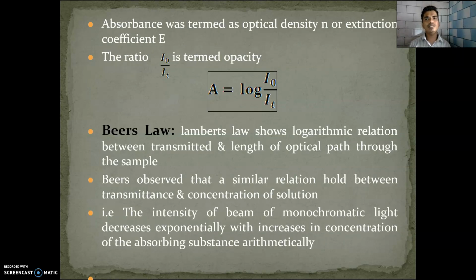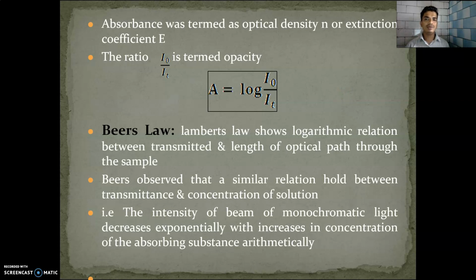Absorbance was termed the optical density or the extinction coefficient E. So the ratio I0 upon It is the opacity, and A is equal to log I0 upon It, the absorbance. Then we want to know what is Beer's law.